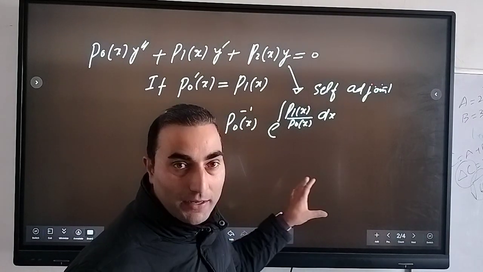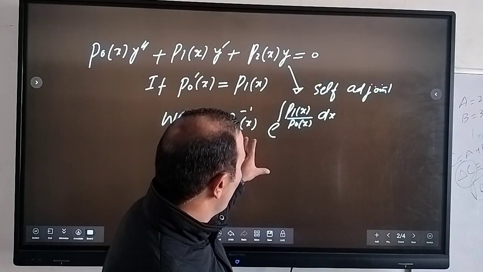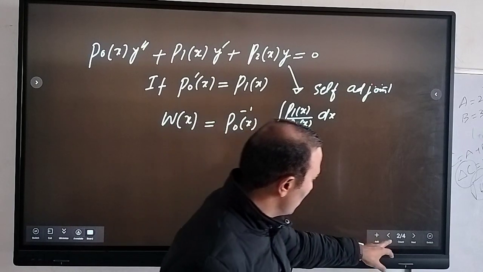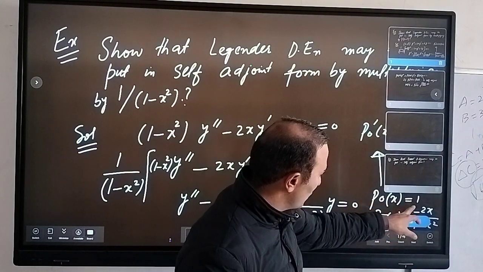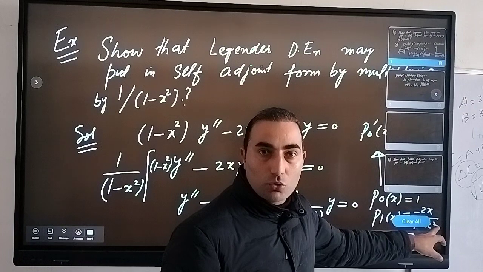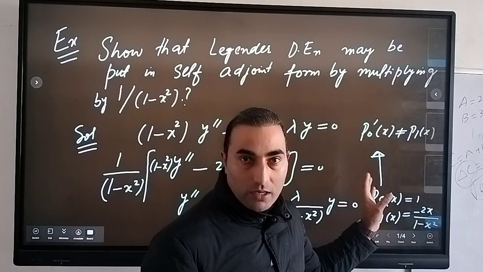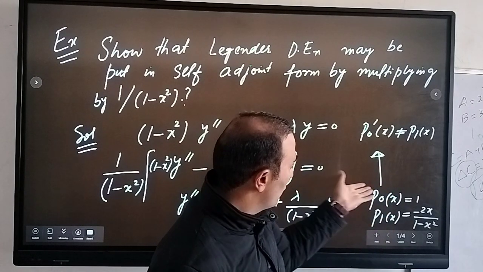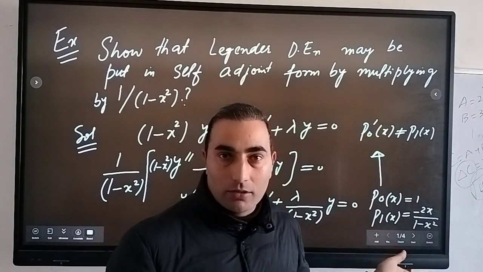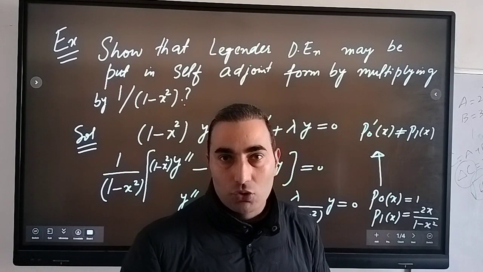So the form of w of x is this one. You know what p0 of x is from that equation, so that is equal to 1 and p1 of x is equal to minus 2x by 1 minus x square. So we will first calculate w of x from this equation, then multiply it over the main equation, and then we can check whether it is self-adjoint or not.